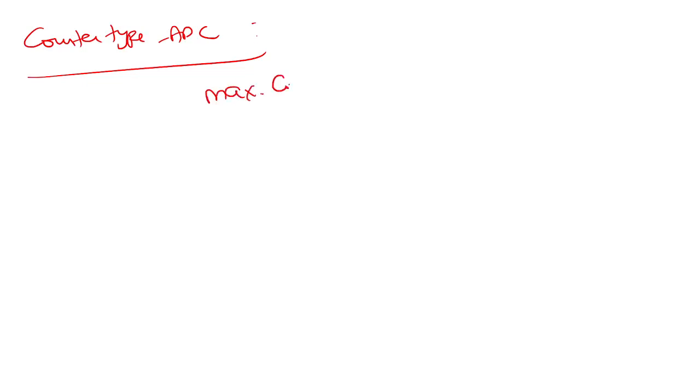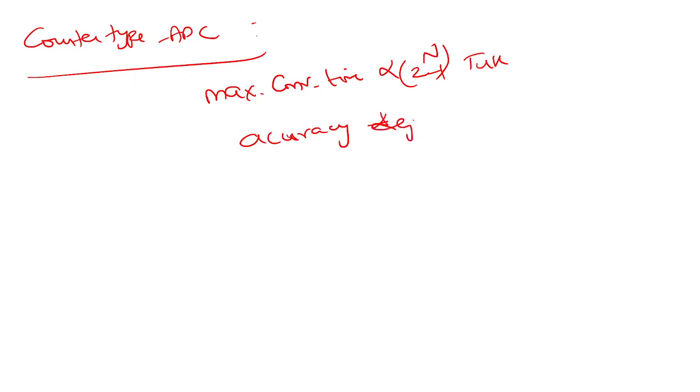So for counter type ADC, maximum conversion time is in the order of 2 power n times t clock. Okay, minus 1, I'm just thinking. Then accuracy, how good? It depends on circuit elements.